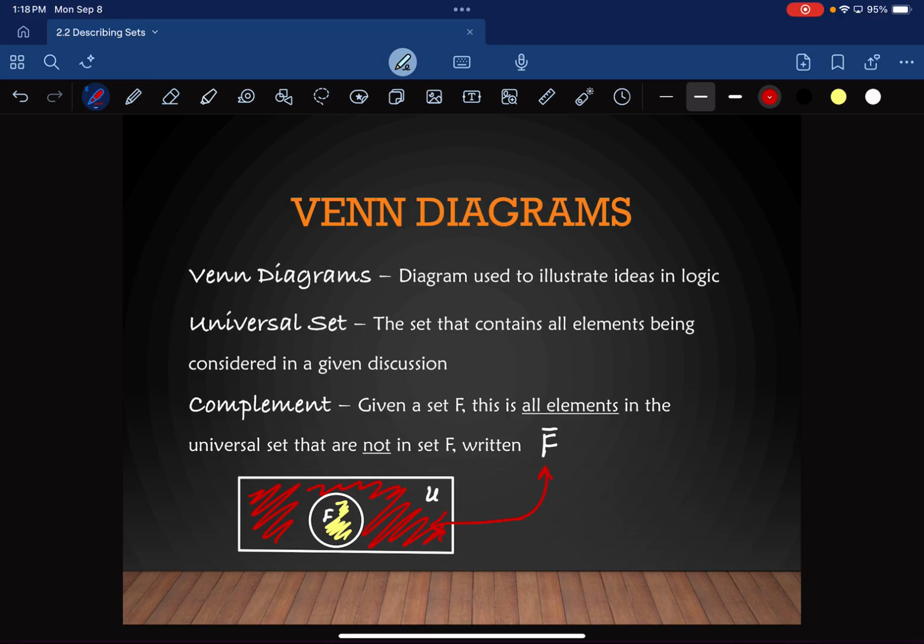Okay? So it's the donut, right? Where that's the donut hole in the middle. Yeah? It's that space outside there. So that's what complement's looking for.